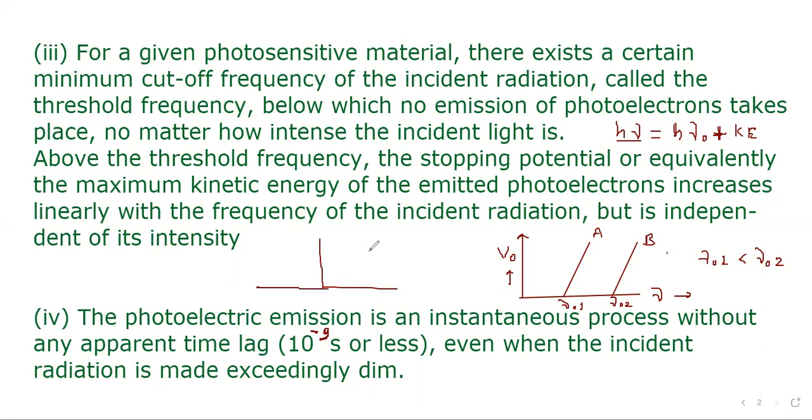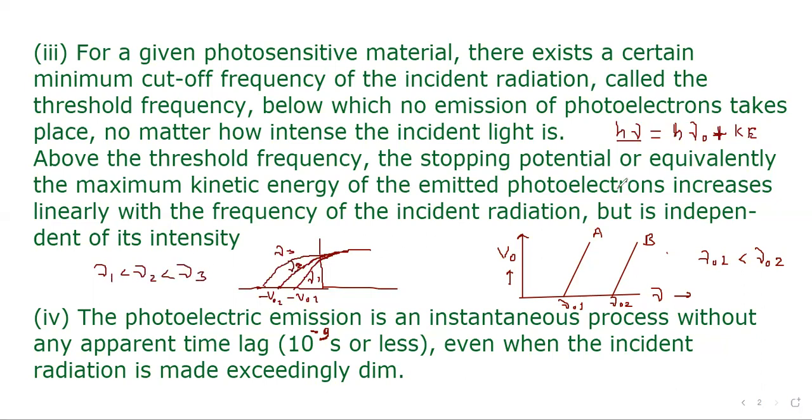saturation current for all frequencies is almost the same, but suppose the frequency is nu 1, so the stopping potential is, suppose, minus V01. If the frequency is increased, then the saturation current will remain the same, but the stopping potential will increase. It means more energetic radiations. So minus V02. Similarly, this is nu 2. If we take one more frequency, suppose nu 3, in that case the stopping potential will be more. Here, the order of frequency is nu 1 less than nu 2 less than nu 3.